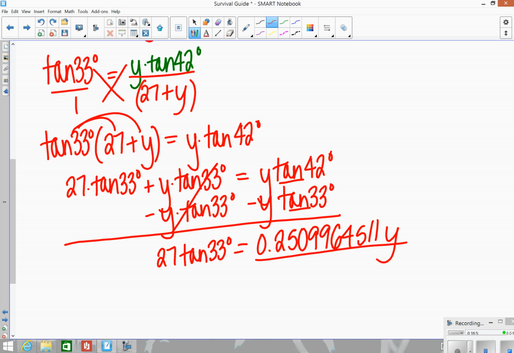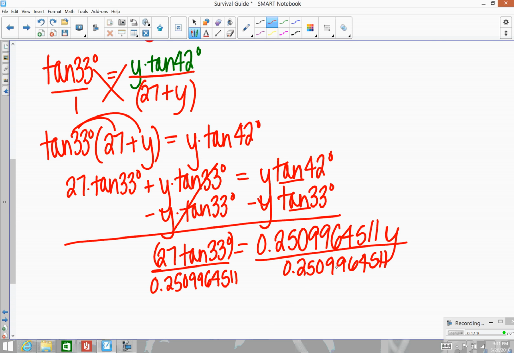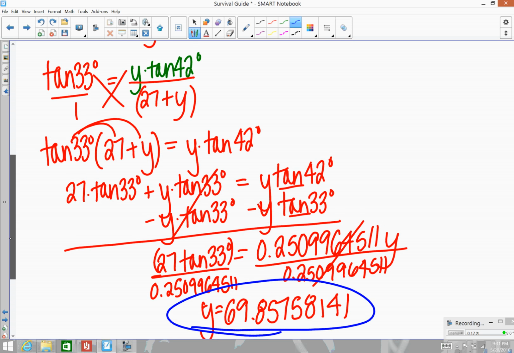And then from there, you're just going to divide both sides by this decimal here to get y by itself. Put this in parentheses and divide by this decimal. So these cancel, and you end up with y equals 69.85758141. So now I'm going to take this answer and plug it back into that first equation.